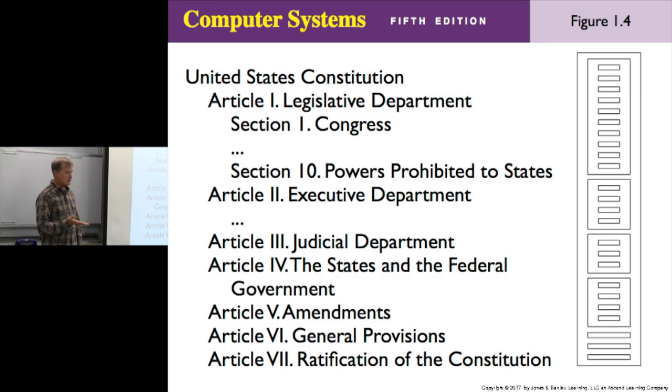And then here is the United States Constitution. You have the Constitution as a whole. Now, what kind of figure is that on the right-hand side of the slide? Nesting. This one's nesting, right? So the outer box is the whole what? Constitution. And then the boxes directly within those are the what? Articles. And then inside those are the sections. Okay, so that's another example.